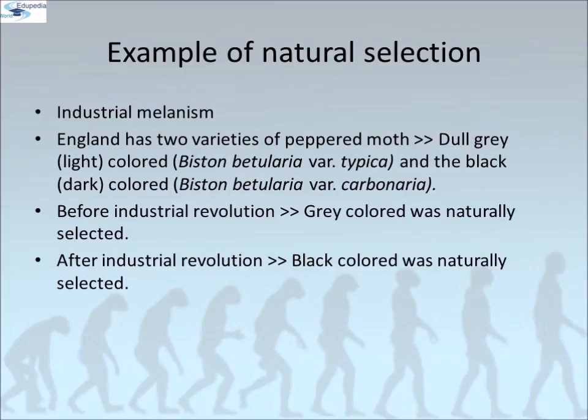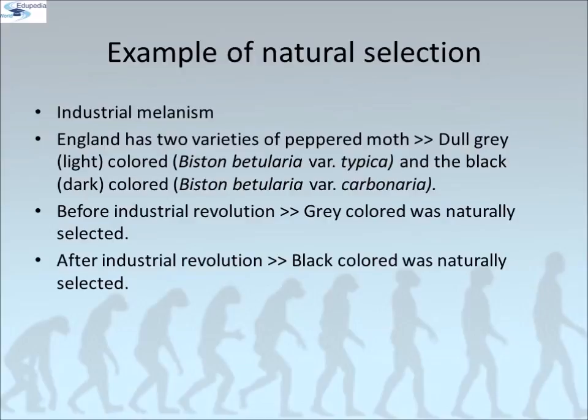Example for natural selection. Industrial melanism is a very good example of natural selection. England has two varieties of peppered moth, the dull grey or light colored Biston betularia variant typica and the black or dark colored Biston betularia variant carbonaria. Before the Industrial Revolution, the grey colored moths were in abundance, as grey lichens covered the tree trunks. The black moths were very few. Predatory birds could not easily see the grey moths on the grey tree trunks, whereas the black ones were easily seen and eaten. Thus, the grey moths were naturally selected over the black, and so were greater in number.